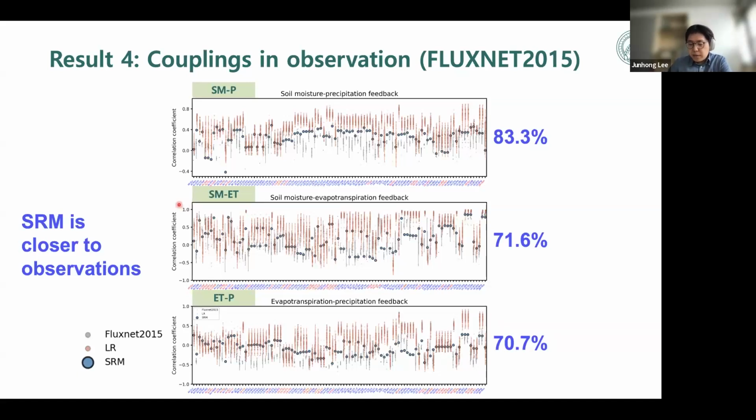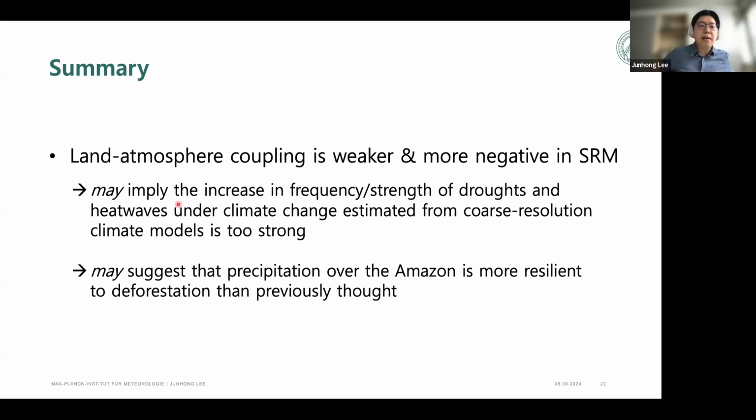So with this very lucky and happy result, I'd like to summarize my findings. We found the land atmosphere coupling is weaker and more negative in the storm resolving simulation than in the coarse resolution, and we confirmed this with observation. And then I'd like to say two implications from our study.